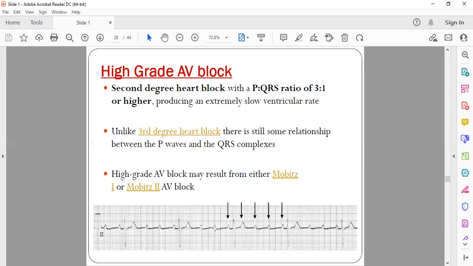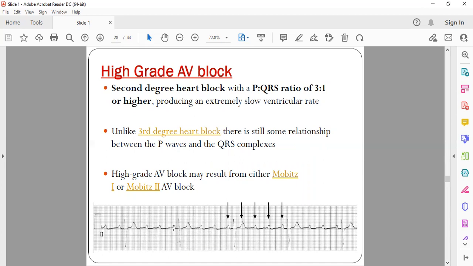Again 1, 2, 3, and even here you can see the T wave and P wave have merged. So 1, 2, 3, 4. There are 4 P waves followed by one QRS. So how will you differentiate that? The distance between each PP wave will be similar, and the distance between each QRS is similar. So how will you differentiate between complete heart block and this?